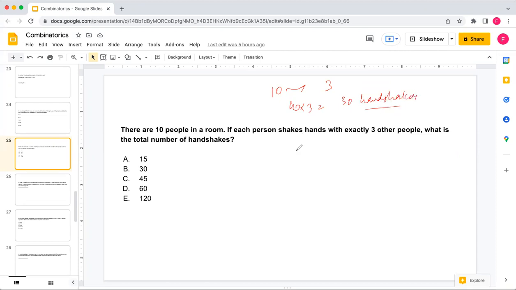For example, if I am shaking hands with you, this is exactly the same as you shaking hands with me. And in 30, exactly half of the cases are repeated. That's why I need to divide this by 2 to get the actual value, which is 15. Getting it? Because I'm shaking hands with you and you are shaking hands with me, these are exactly the same case, not different cases.